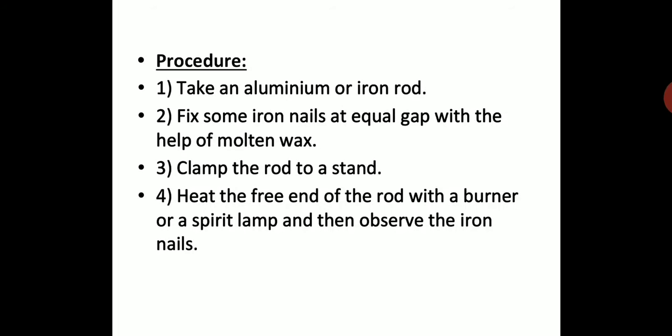Procedure: take an aluminium or iron rod, fix some iron nails at equal gaps with the help of molten wax, clamp the rod to a stand, heat the free end of the rod with a burner or a spirit lamp. A spirit lamp is a lamp which has alcohol as a fuel. And then observe the iron nails. In the lab, we normally use a burner which is already fixed in the chemistry lab. So this is the procedure which you are going to follow for this experiment.